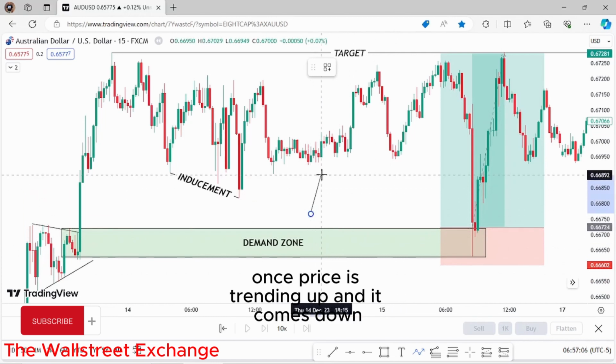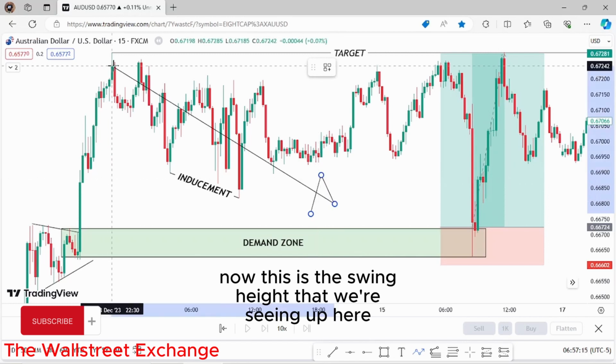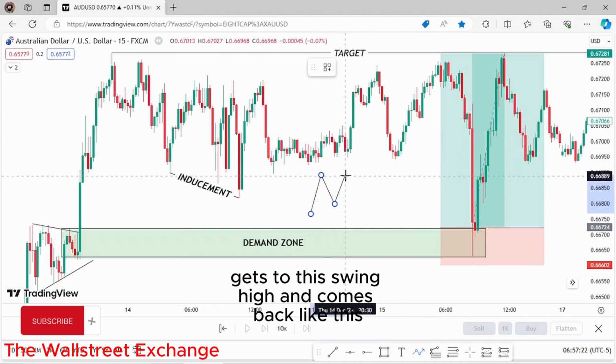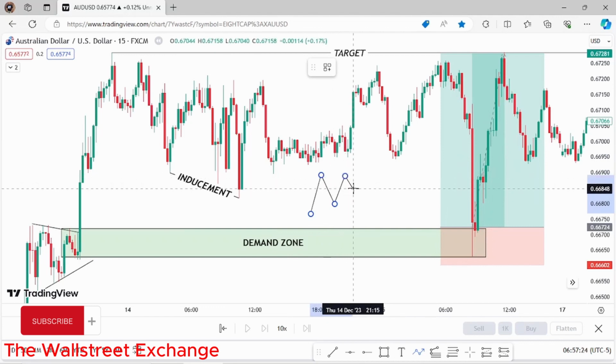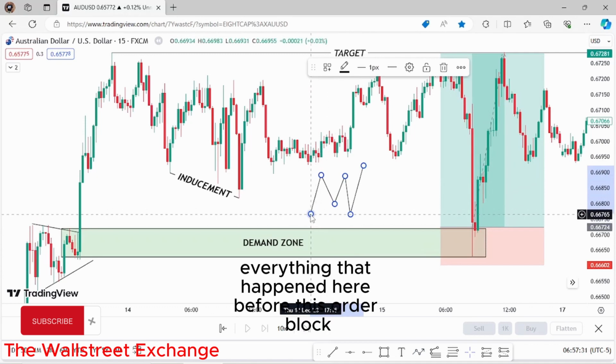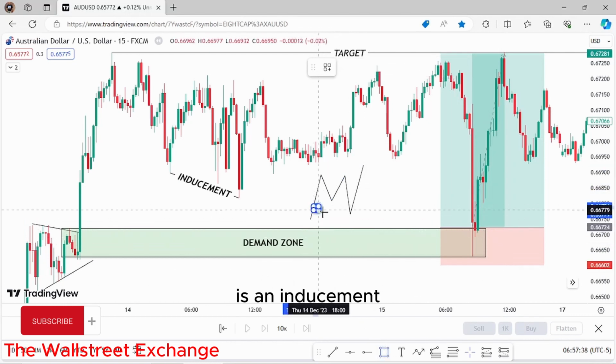Once price is trading up and it comes down, okay, this is the order block. Now this is the swing high that you're seeing up here. This is the last swing high. So when price gets to this swing high and comes back like this, everything that happened here before this order block is an inducement.